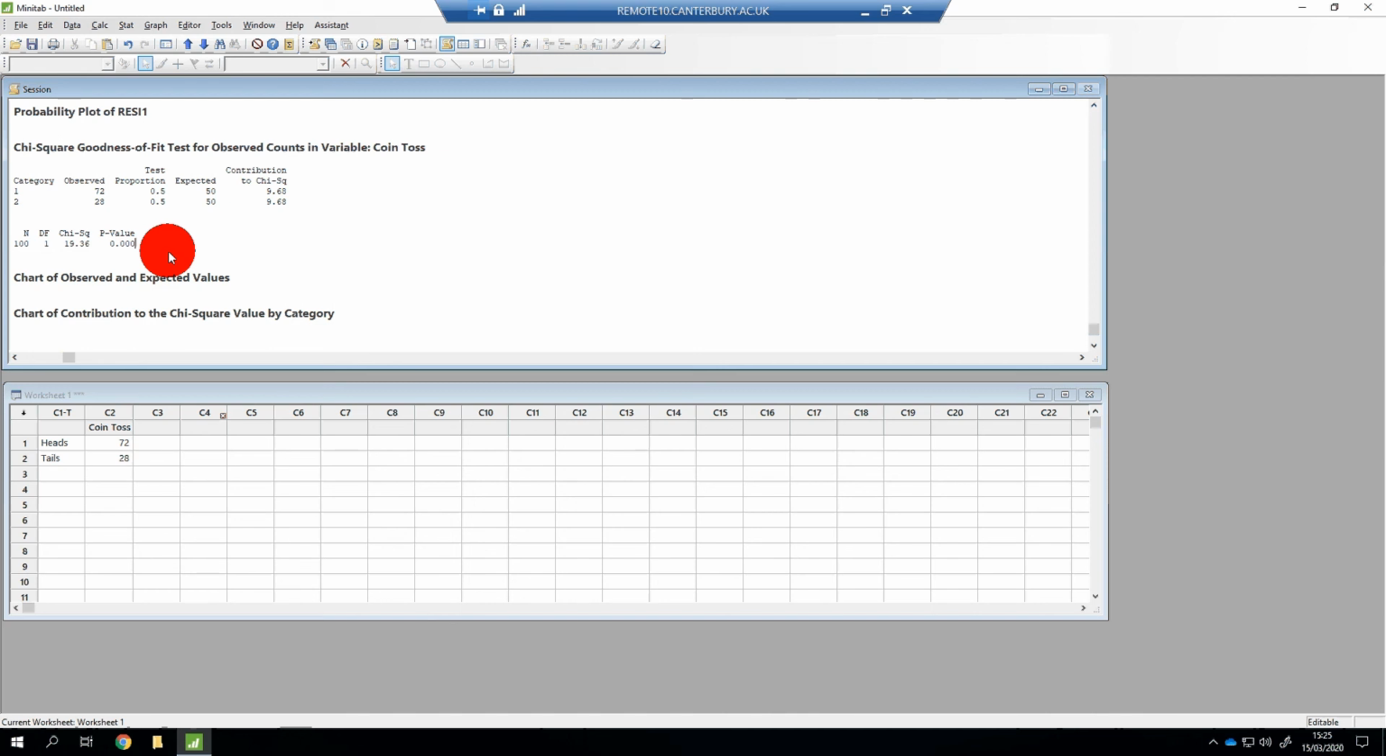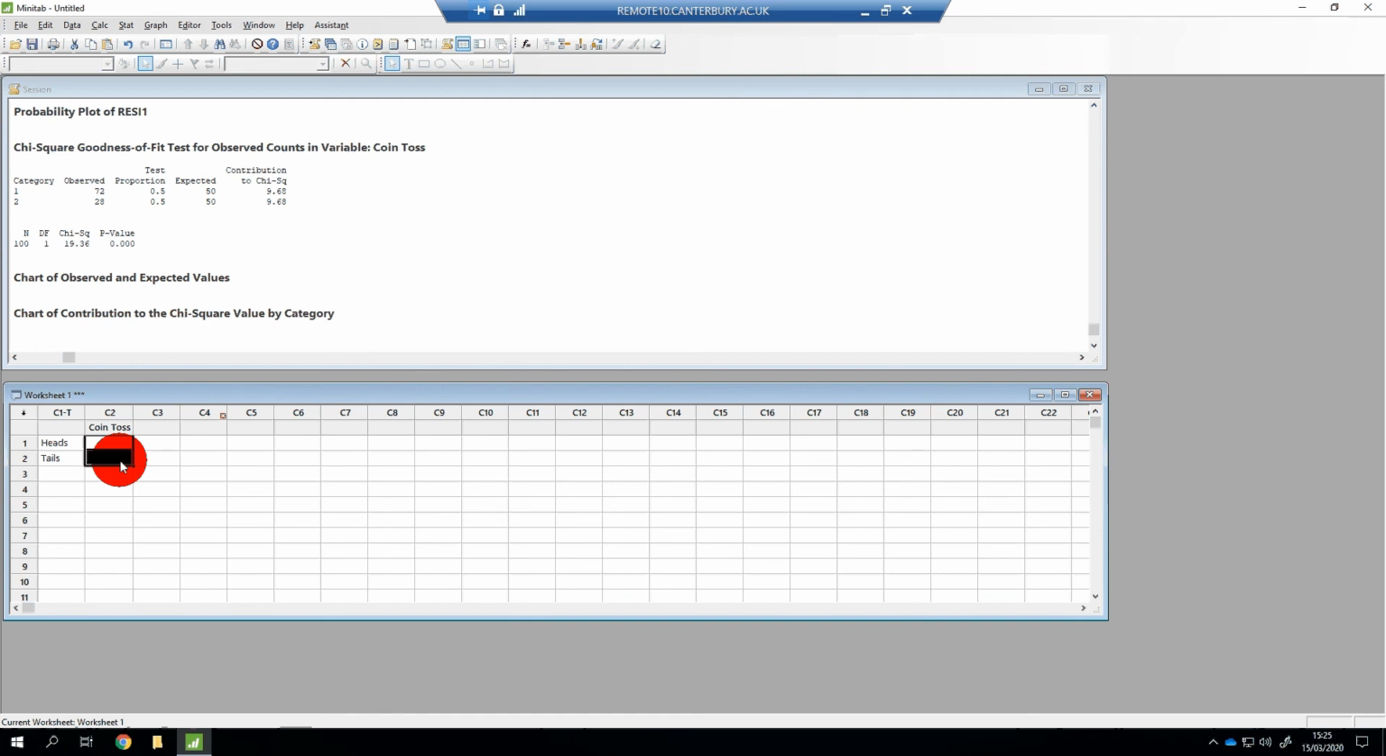Okay, so that's how a chi-square goodness of fit test works for something where there's 2 possible outcome categories, heads or tails. But how would this work if we had more than 2 possible outcome categories? Let's say we've got a dice we've rolled. So we've got 6 different outcomes. We can roll a 1, a 2, a 3, a 4, a 5, or a 6 with our dice. And we'll call it a dice roll.